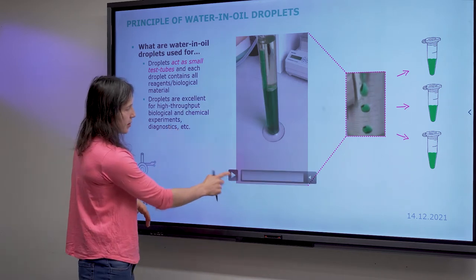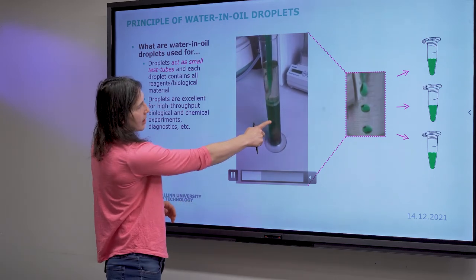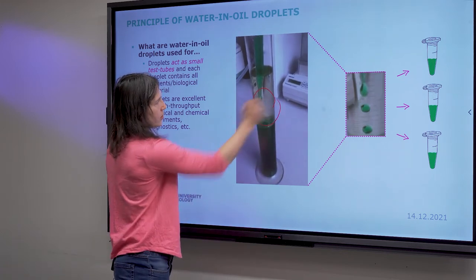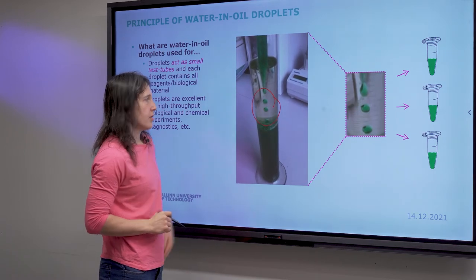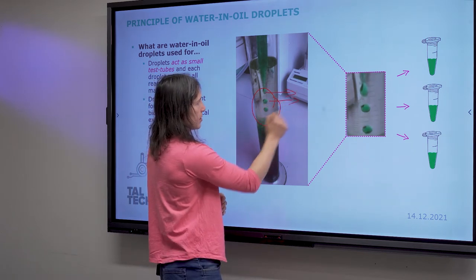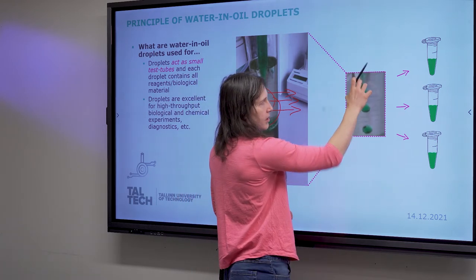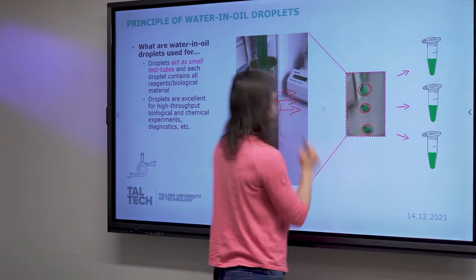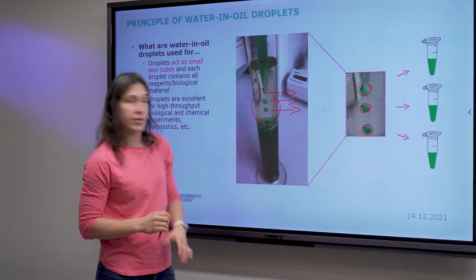So if we have our little video here, the water phase is the green dye here. And if you push it out into the oil here, you will see nicely forming droplets, nice and simple. So as I explained, you could take each of these droplets here. So we have this zoom, and each one would then be one test tube. So if you have a couple of hundred droplets, then you have, say, a couple of hundred test tubes.